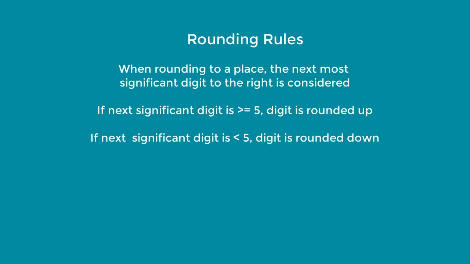Before looking at an example, it is important to understand rounding rules. When rounding to a particular place, the next most significant digit to the right is considered. If the next significant digit is greater than or equal to 5, then the digit is rounded up. If the next significant digit is less than 5, then the digit is rounded down.